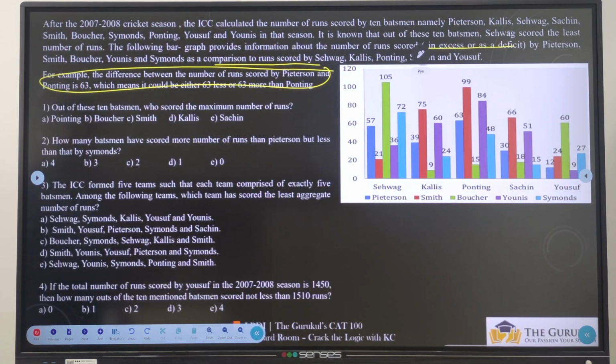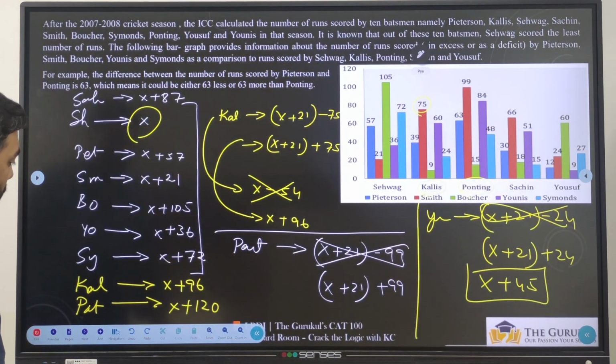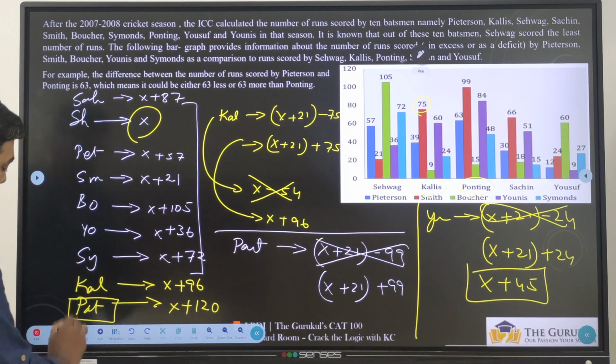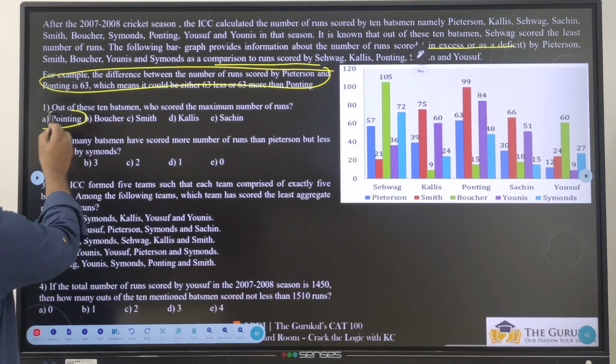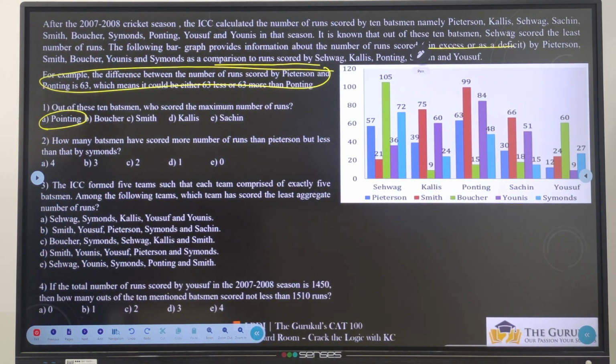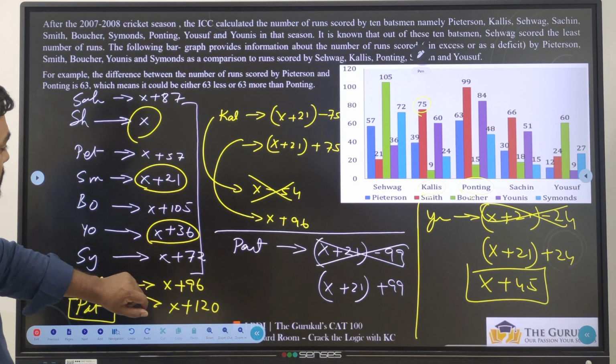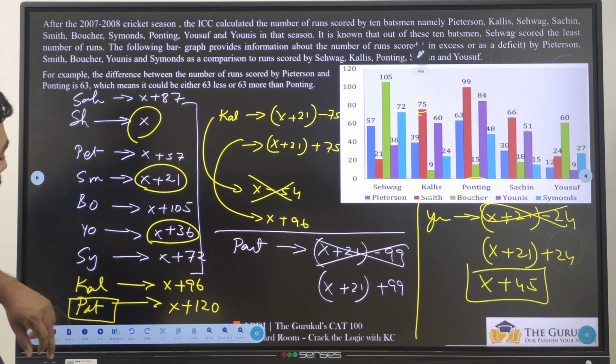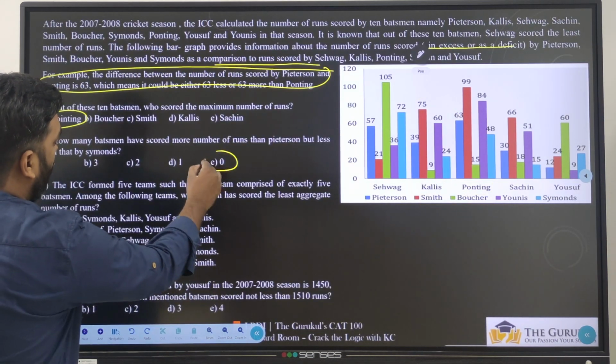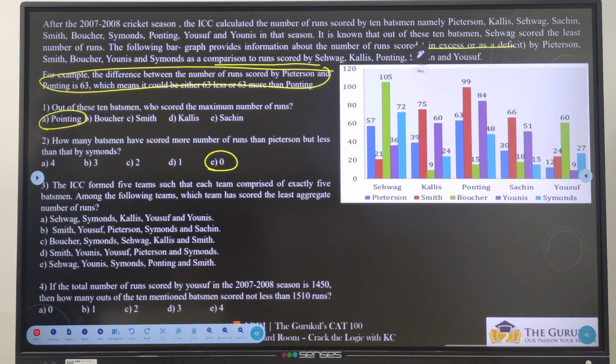Let's look at the first question. Out of the 10 batsmen who scored the maximum runs, maximum are for Ponting, he scored x plus 120. So option A. Let's look at the second question. How many batsmen have scored more number of runs than Peterson but less than Simons? If you observe, Peterson has x plus 57 and Simons has x plus 72. I want how many people are there between 57 and 72. There is no one. So answer is option E.